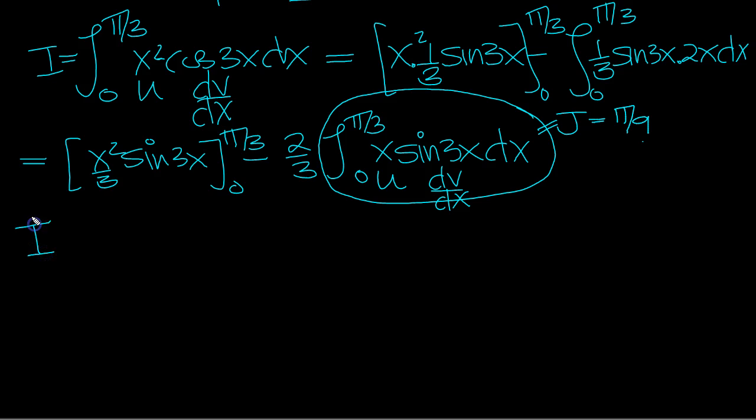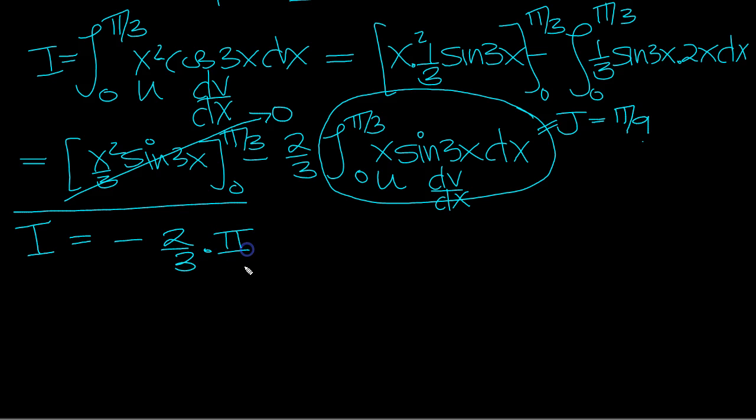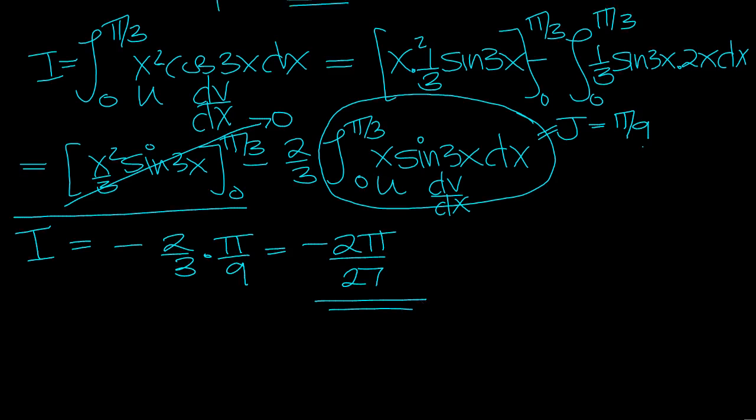So I then, so that's the end of our sub-problem. Top value, pi over 3. This is 0 both times around. So we get minus 2/3 times J, which is pi over 9, which is minus 2 pi over 27. The reason that was 0 was because when you put pi over 3 in here, you get sine pi, which is 0. When you put the bottom value, you get sine 0, which is also 0. So we end up with minus 2 pi over 27.